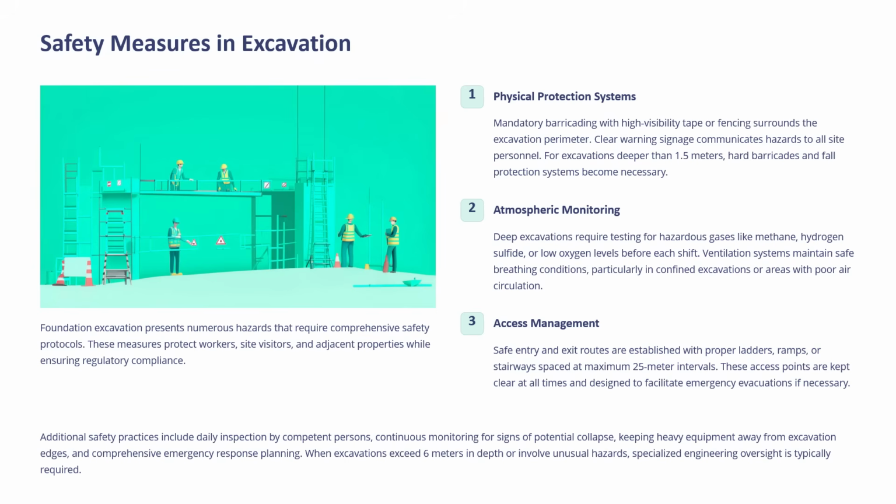First thing you should know is how to do physical protection. Physical protection systems are mandatory: barricading with high visibility tape or fencing surrounding the excavation perimeter. Clear warning signage communicates hazards to all site personnel. For excavation deeper than 1.5 meters, hard barricades and fall protection systems become necessary.